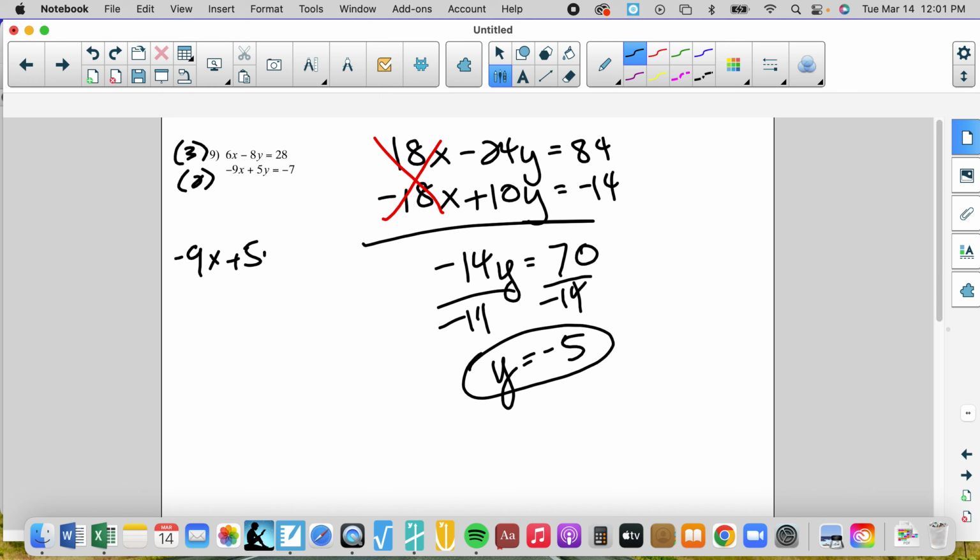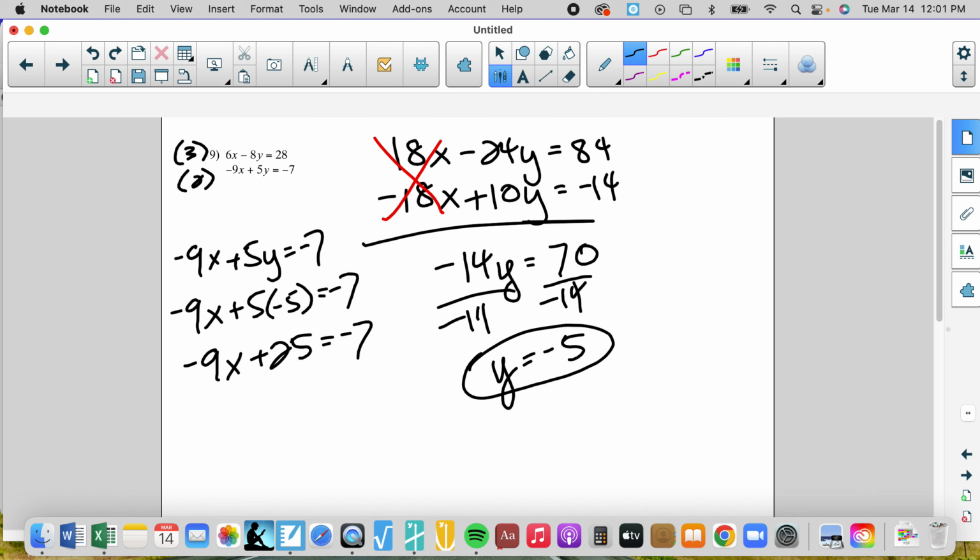I'm going to take one of the two equations. It doesn't matter. Mr. Mac always has chosen the bottom one just for efficiency purposes. How many times did Mr. Mac say efficiency today? At least 4 times.